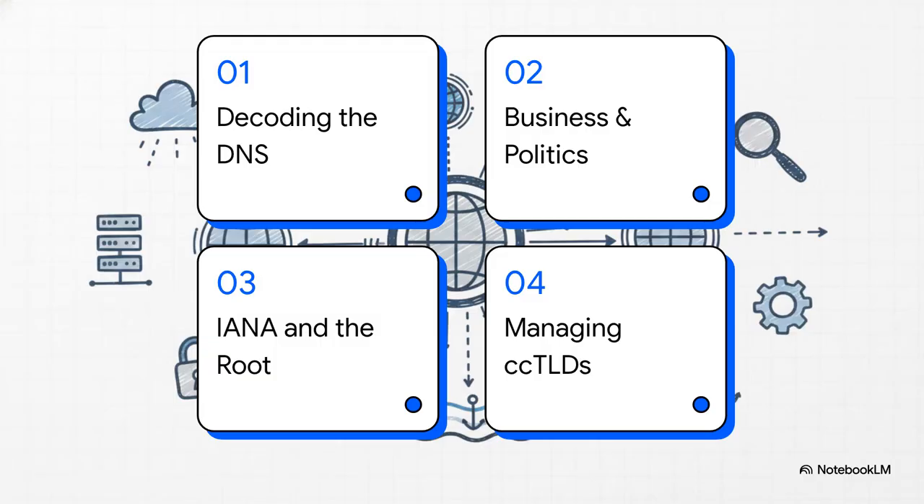So here is our roadmap for today. First, decoding the DNS. Second, DNS business and politics. Third, IANA and the root. And finally, number 4, managing country codes. Let's get right into it.